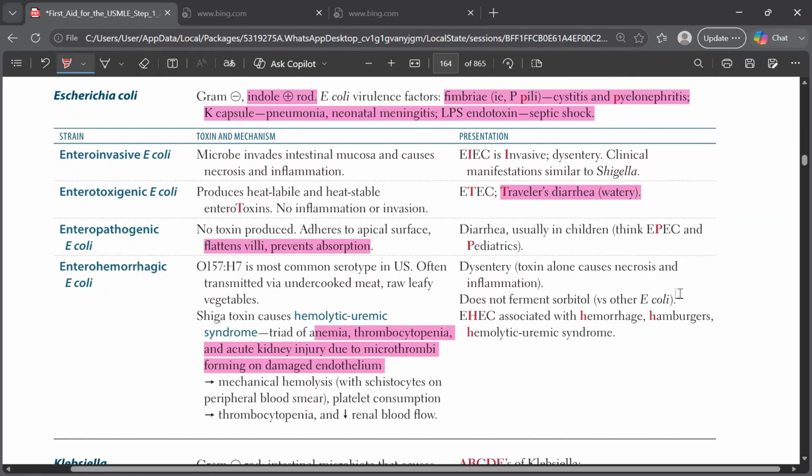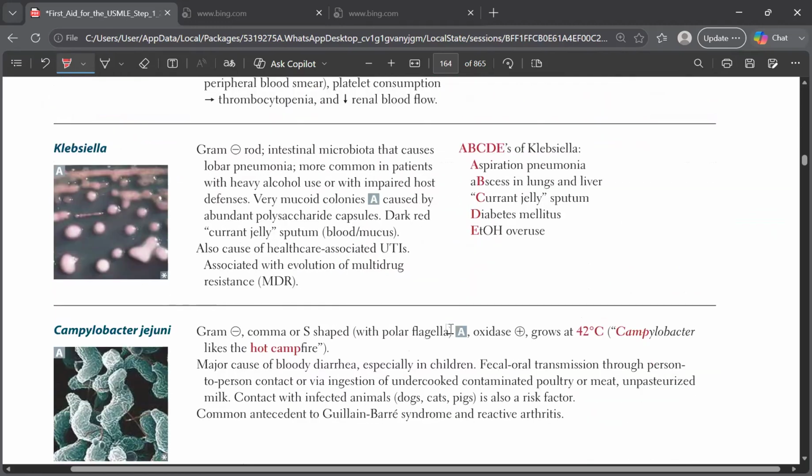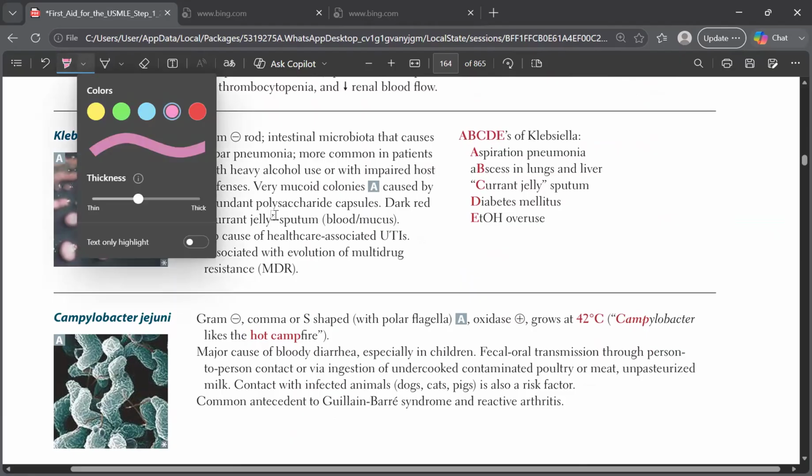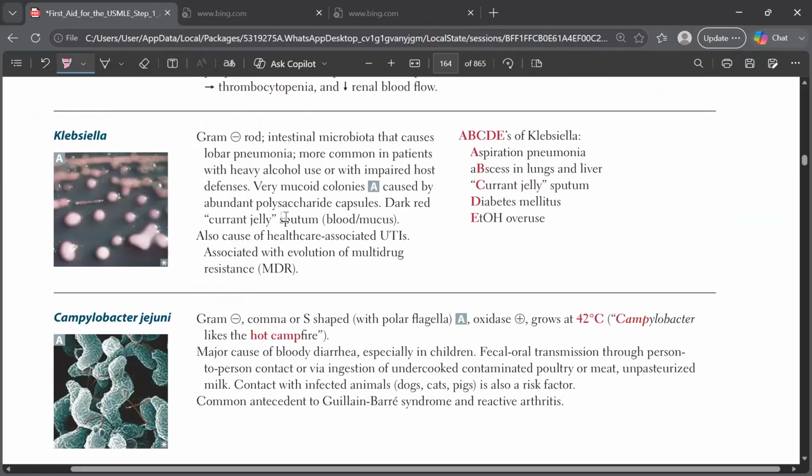Okay. Then we have Klebsiella, a gram-negative rod and intestinal microbiota that causes lobar pneumonia, more common in patients with heavy alcohol use or post-aspiration. It has very mucoid colonies as shown in this picture, caused by abundant polysaccharide capsule, with dark red currant jelly sputum. It is also a cause of healthcare associated UTIs and is associated with evolution of multidrug resistance. ABCDEs of Klebsiella are aspiration pneumonia, abscess in the lungs and liver, currant jelly sputum, diabetes mellitus, and ETOH overuse.